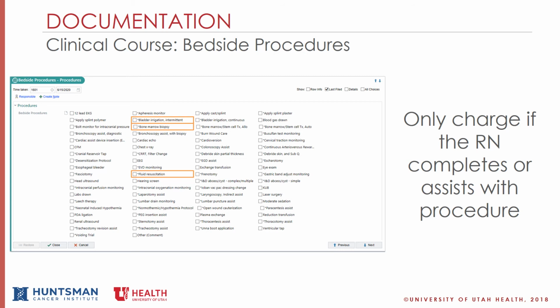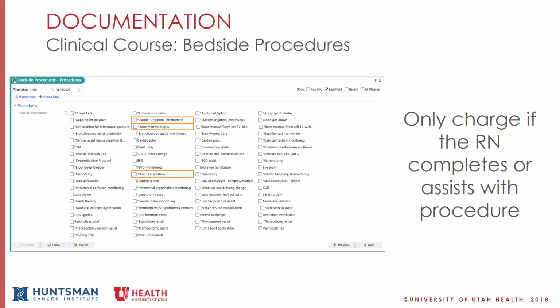First is bladder irrigation, intermittent. So if your patient has a clogged Foley and your doctor orders to flush the Foley, this would be an intermittent bladder irrigation. Next, a bone marrow biopsy. If the RN assists with the procedure, then you would charge for a bone marrow biopsy. If a tech comes up and does all of the work for the bone marrow biopsy, we would not charge for that because it is not the RN that is completing or assisting the procedure.